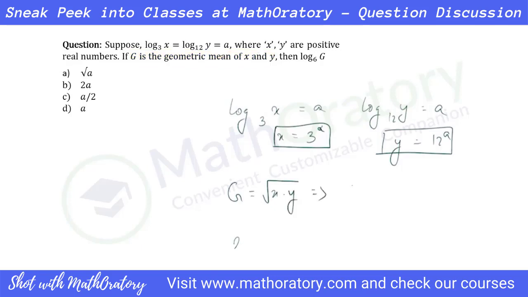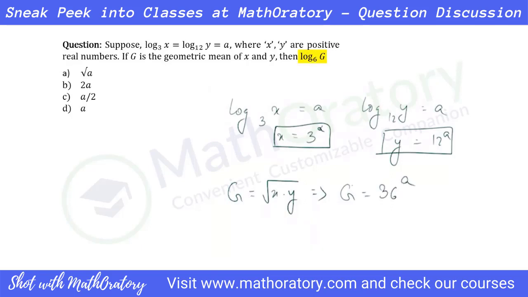By geometric mean, it means that x, g, and y will form a GP series. So x by g equal to g by y. You can work on that. You'll get g equal to root over x into y. So g is equal to root over x into y implies that g is equal to what? 3 to the power a into 12 to the power a. So nothing but 36 to the power a.